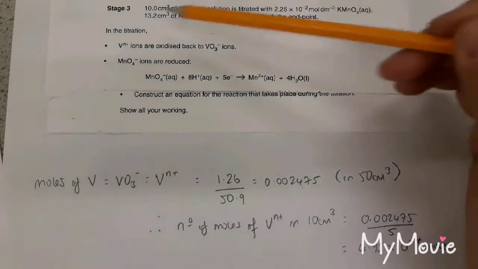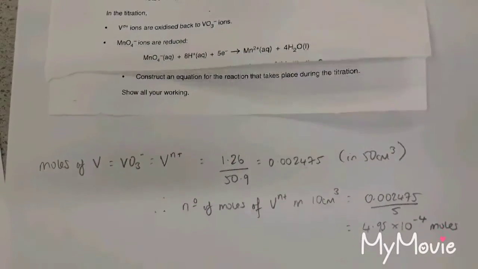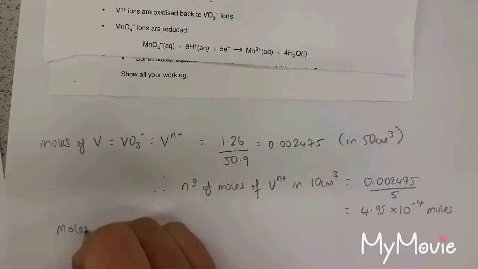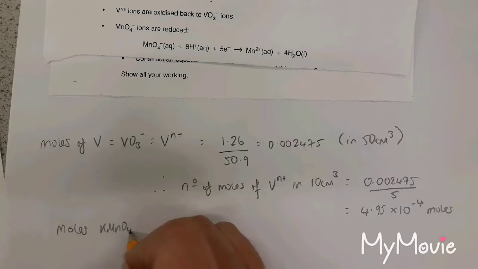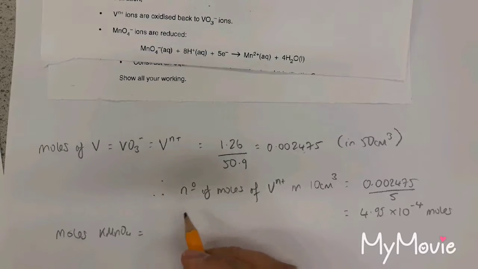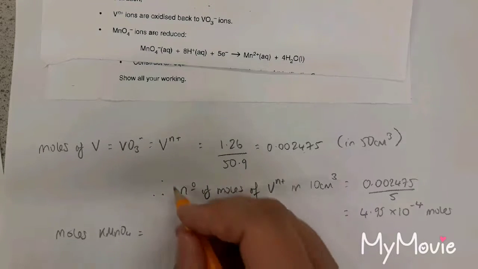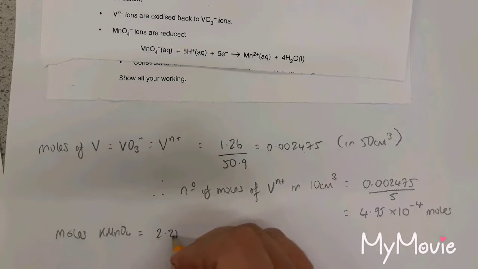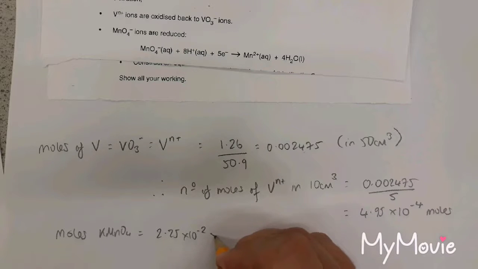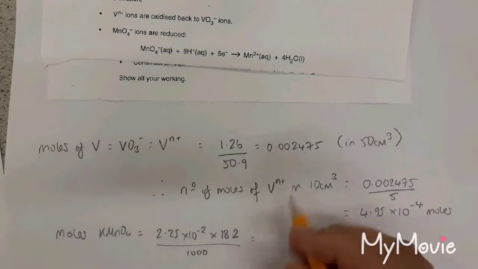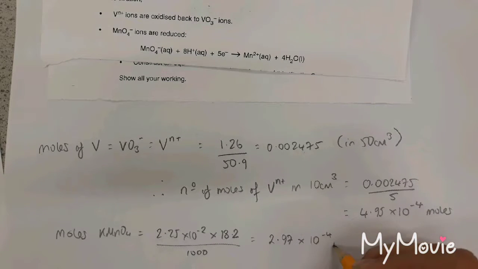So I can also now calculate the number of moles of the potassium permanganate. We've got the concentration and volume there, so we can do that next. Number of moles of the KMnO4 is concentration times volume over 1,000. So we've got 2.25 times 10 to the minus 2, multiplied by the volume, 13.2, the average titre. Divide that by 1,000, which will give us 2.97 times 10 to the minus 4 moles.